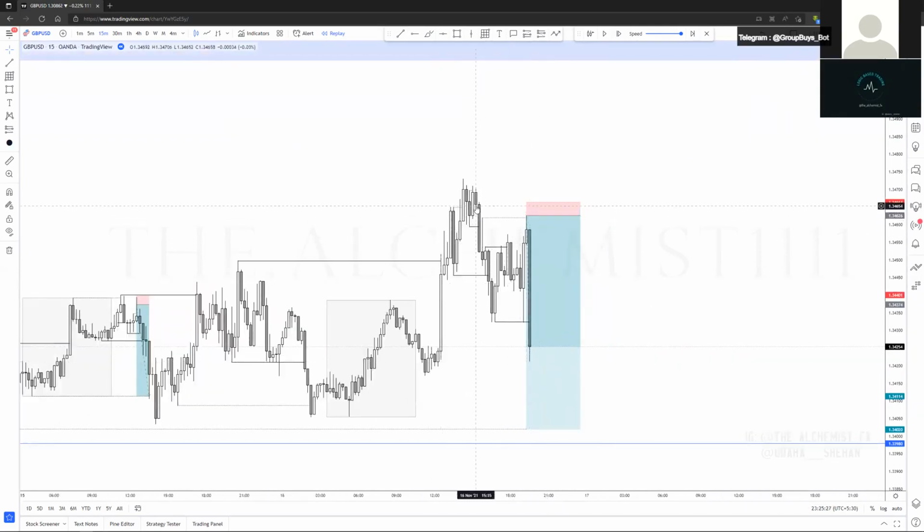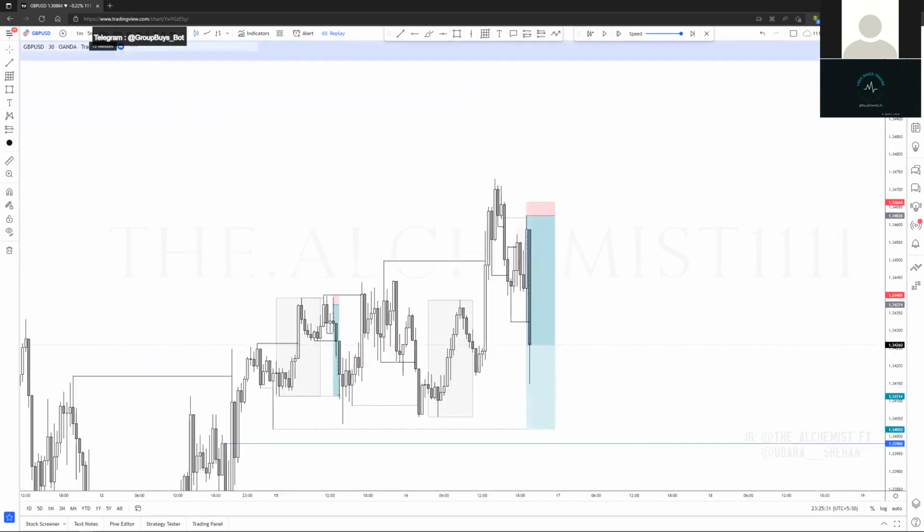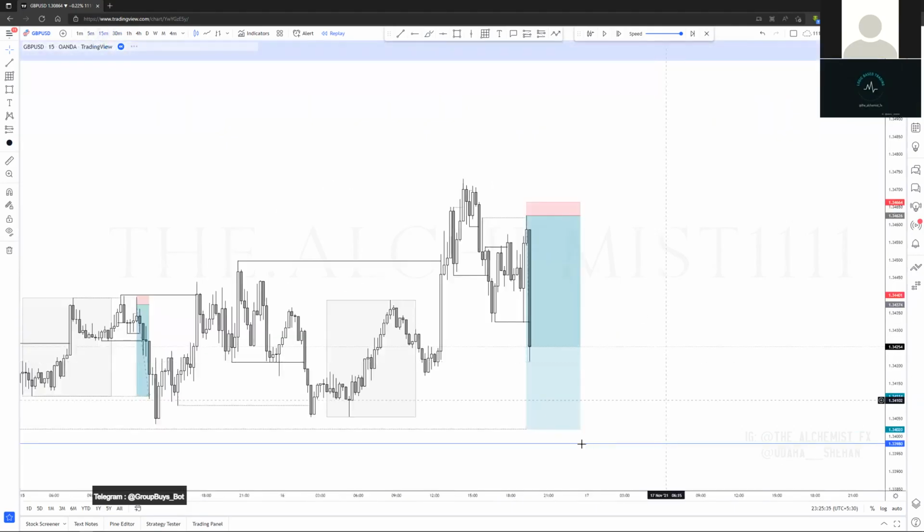They'll wait for this imbalance to get filled. But will it go there? No, because the higher time frame point of interest is here. They're not going to go there. Let's wait now.